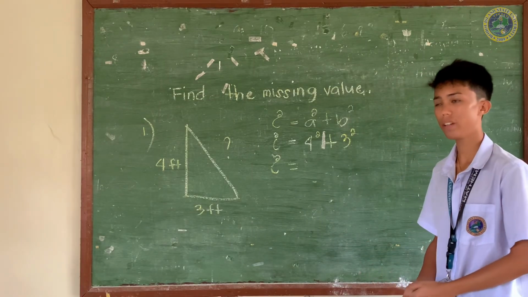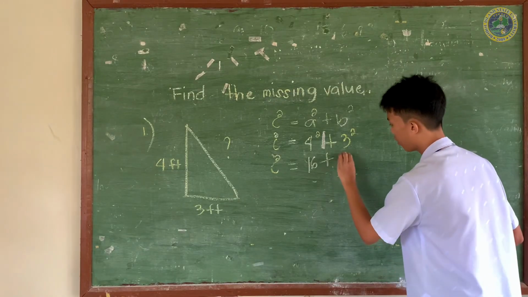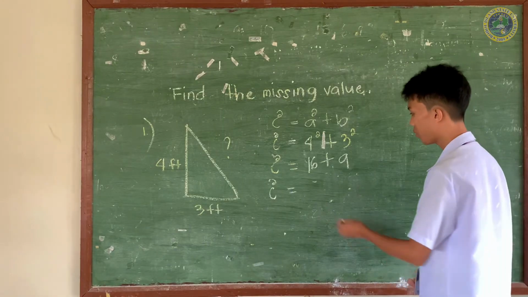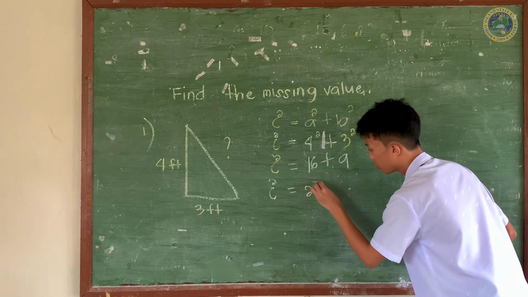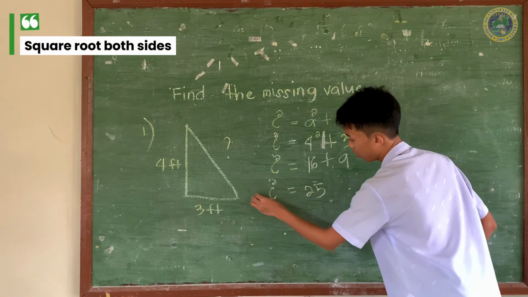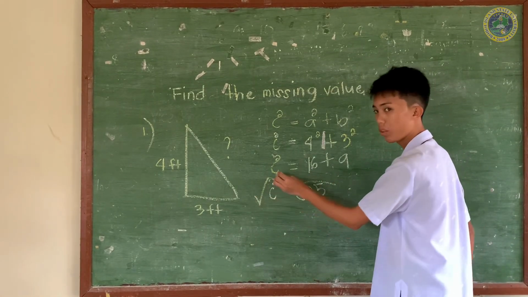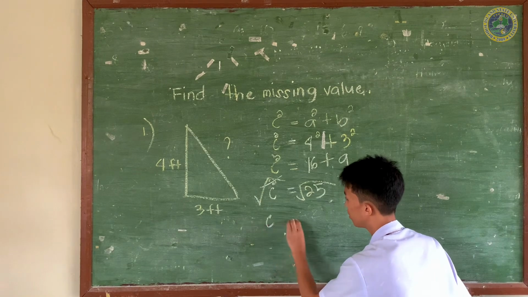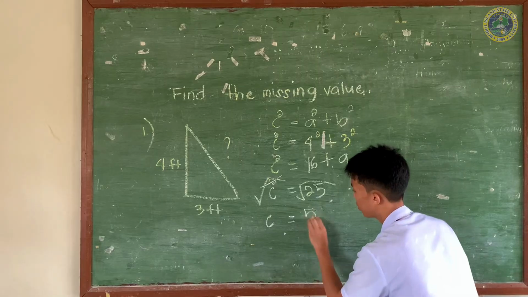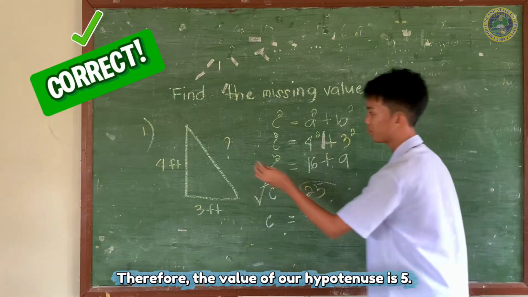So 4 squared is 16 plus 3 squared, which is 9. So c squared is equal to 16 plus 9, which is equal to 25. So let's square root both sides so that this squared and this squared will be cancelled. So c is equal to the square root of 25, which is 5. So therefore, the value of our hypotenuse is 5.